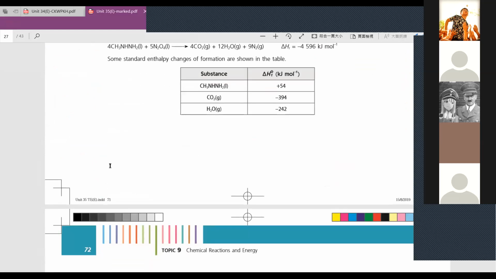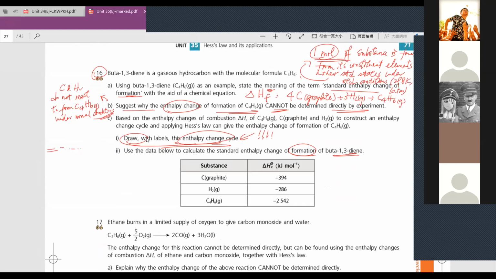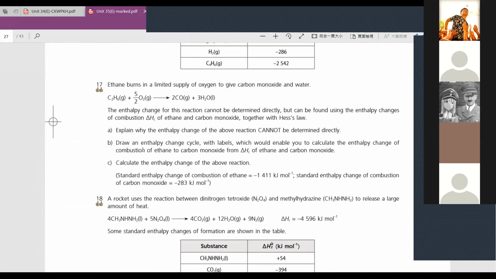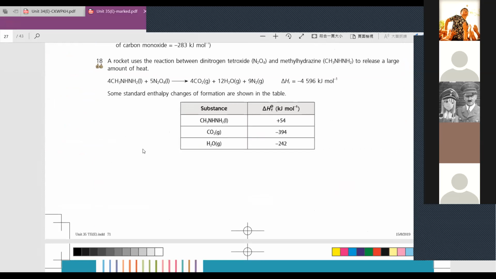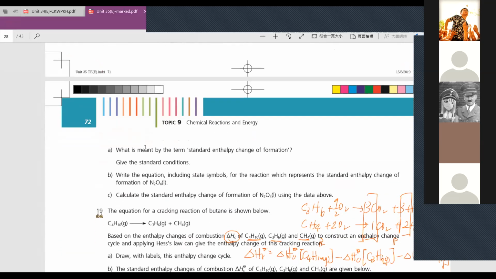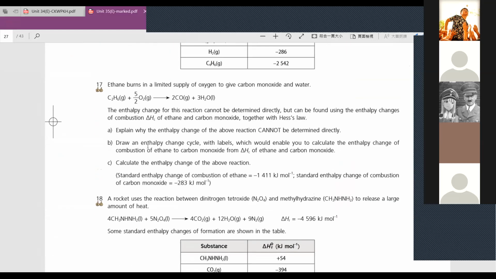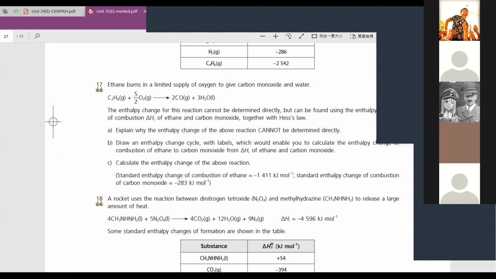How about these 2 questions? Have you done that? Have you done that? 17 and 18, very similar. Okay, very similar. Don't know.